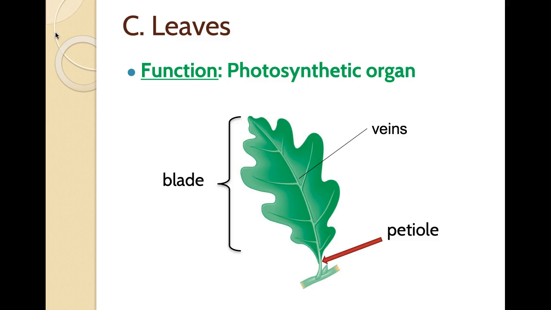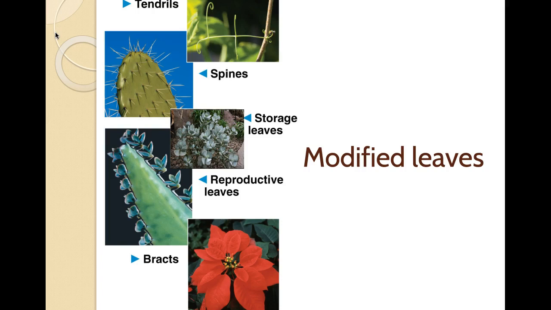The other thing that you need to know about the leaf is what a petiole is. A petiole is going to be the area that joins the leaf to the stem at the node. Again, much like the other two organ systems, there are also modified leaves. Again, adaptations that help the plant to survive in its environment.